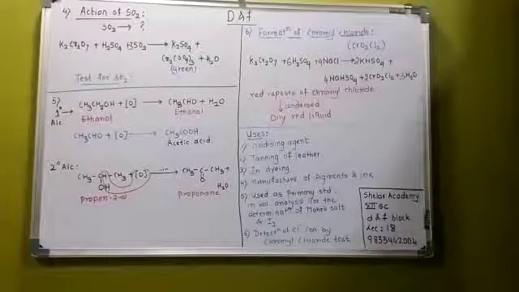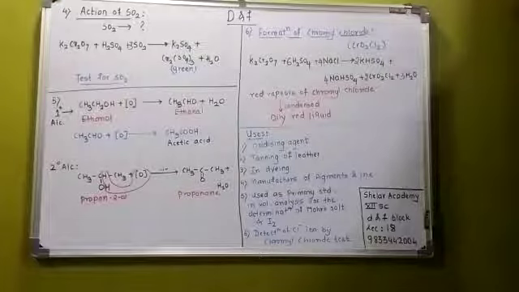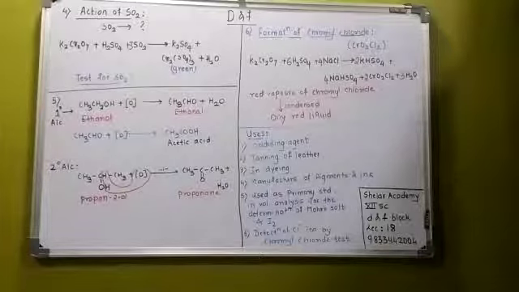The next and last reaction of K2Cr2O7 is the formation of chromyl chloride. Now if I say chromyl chloride, you should immediately remember which reaction? The method of preparation of aldehydes and ketones, the Étard reaction. Chromyl chloride was used there, and this is the method by which you can prepare chromyl chloride.